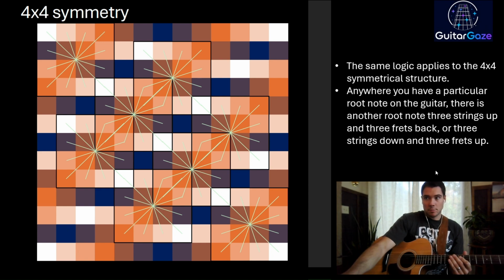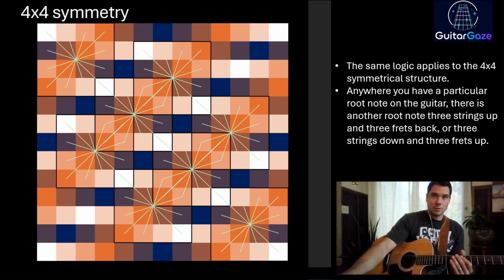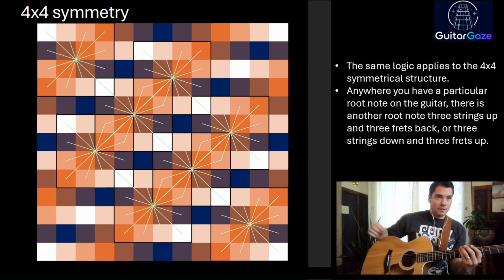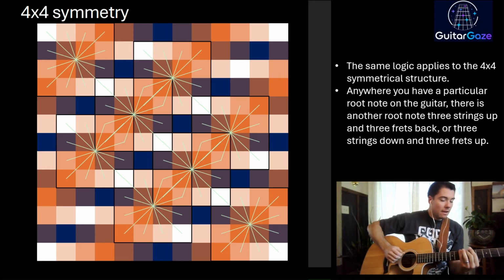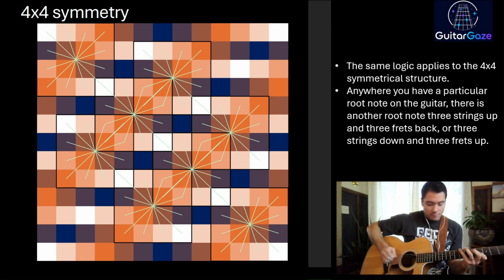Next powerful shape, or powerful symmetrical structure on the guitar, is your 4x4 symmetry. So again, anywhere you have a root note on the guitar, I'll start from B again, I guess. If that's my root note, if I go back 3 frets and up 3 strings, that is also the root note.